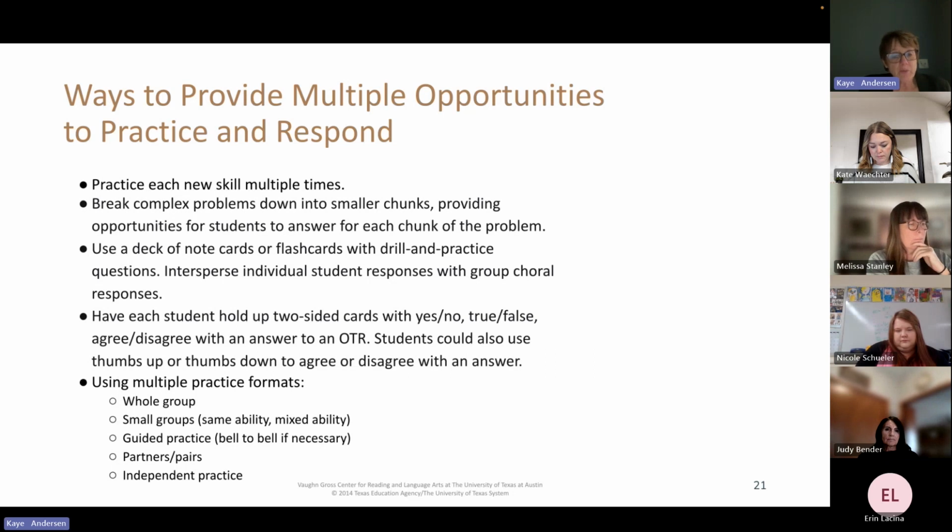But think about the grouping. We can do it in multiple group settings. And whole group, right now, if we have less than 50%, and some research says less than 60%, of our class proficient, we should be doing a lot of our interventions with whole group. We could have them in small group. We can have it in guided practice, beginning of the bell to the end of the bell. That's another instructional strategy that's really shown to improve student achievement.